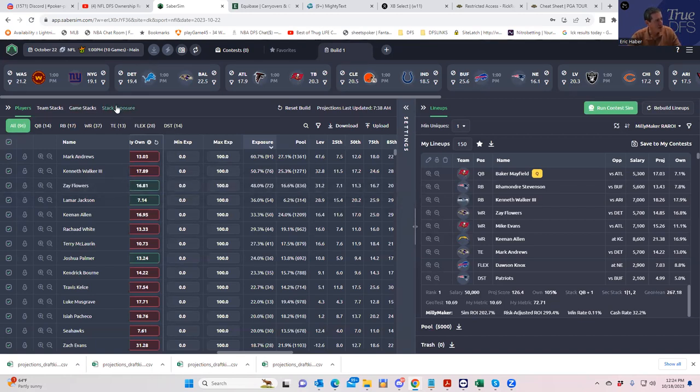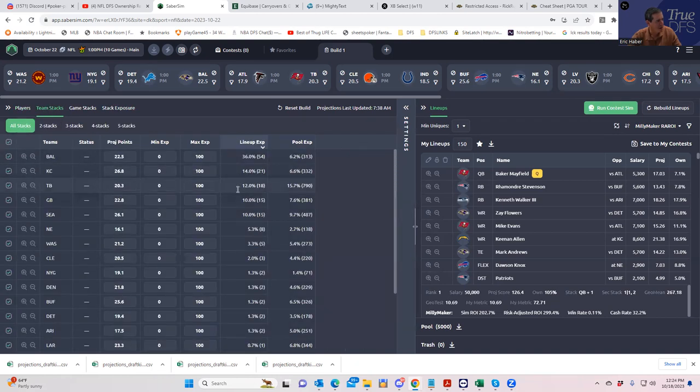And when we look at the actual stack exposure, team stacks will bear that out. Yeah, so 36% Baltimore in this build against Detroit. Now, curiously, you would think that you would get a lot of Detroit runbacks with things like this. Well, let's see if that's actually the case. And then you'll see, by the way, Kansas City, Tampa, Green Bay, actually, and Seattle. But let's see what the stack exposure is.